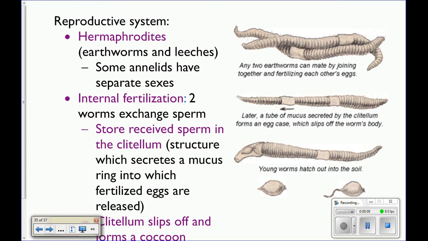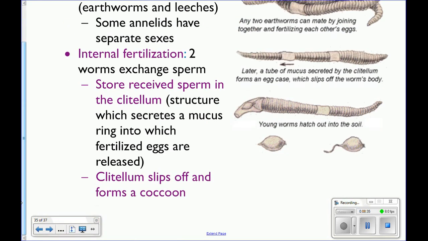They then store the sperm in the clitellum. If you have ever seen an earthworm, the thing on its body that looks like a Band-Aid is the clitellum. That's their reproductive organ, where they store the sperm. Then they fertilize the eggs, produce mucus, and slide the clitellum off their body. The fertilized eggs are inside, and it acts like a cocoon. The baby worms develop inside of it, and once fully developed, they crawl out and hatch into the soil. So the clitellum forms their reproductive organs.